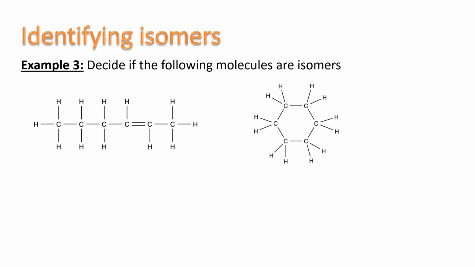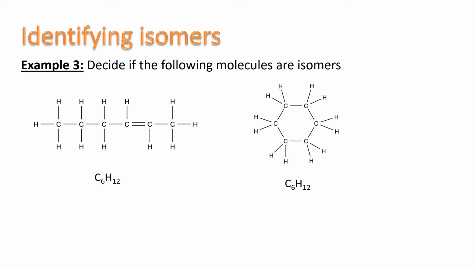Okay, on to example 3. Decide if the following molecules are isomers. So, molecular formula first. On the left we have C6H12. And on the right we also have C6H12. Now, it looks pretty obvious that the structure is different, but let's just go through the naming rules anyway, okay?